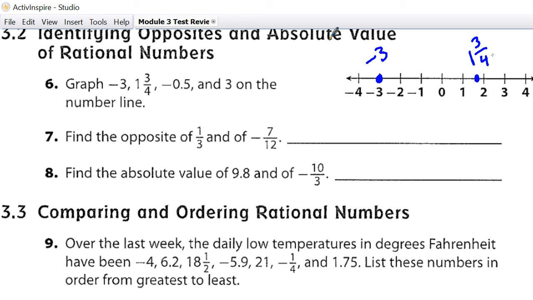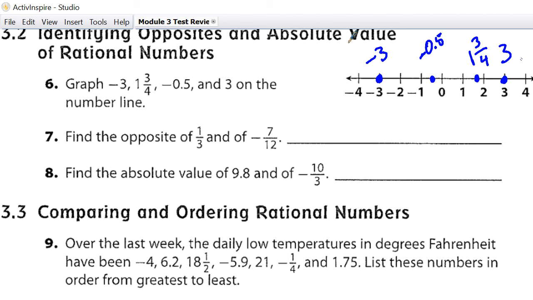Negative 0.5, you have to know that's negative 1/2. That's going to be between 0 and negative 1. So that's going to be negative 0.5 or negative 1/2. And the last one is positive 3. And that's what I was supposed to do for number 6. So if you graph those, you're good.